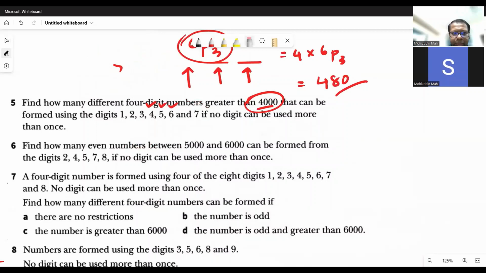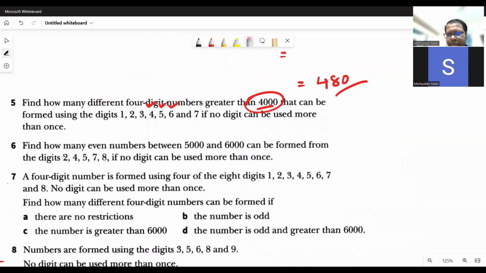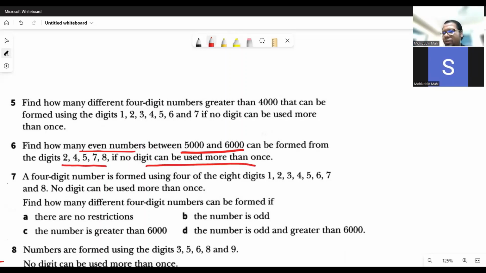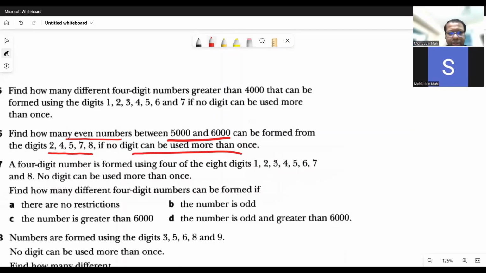Now here, in question 6, there are more conditions. And what is that? Find how many even numbers. Now we have to find even numbers between 5,000 and 6,000, which can be formed from the digits 2, 4, 5, 7, 8, if no digit can be used more than once. So we have to find even numbers, but those even numbers have to be between 5,000 and 6,000. You already know about even numbers, so that means the last digit has to be an even number.